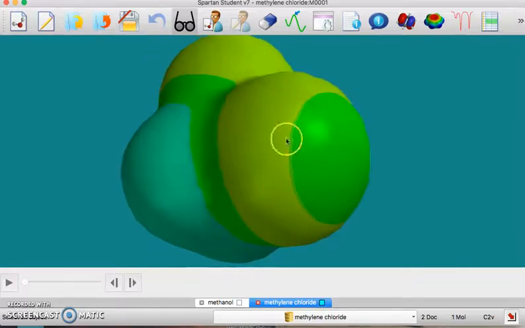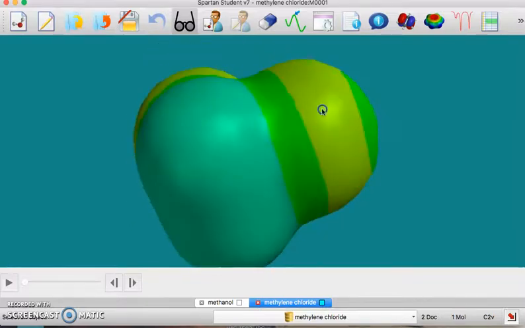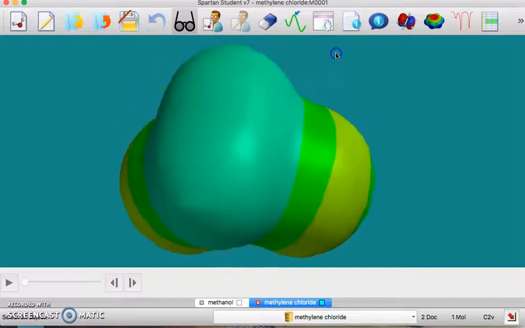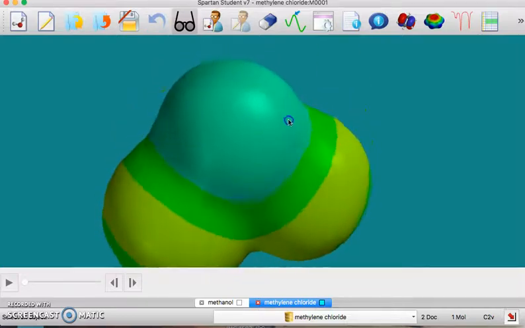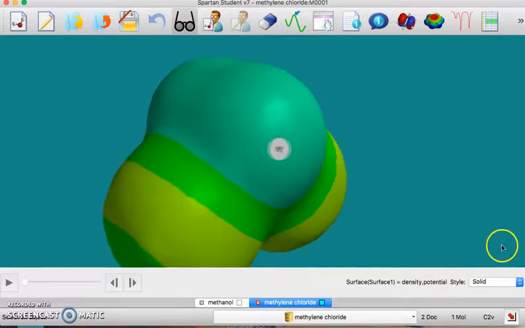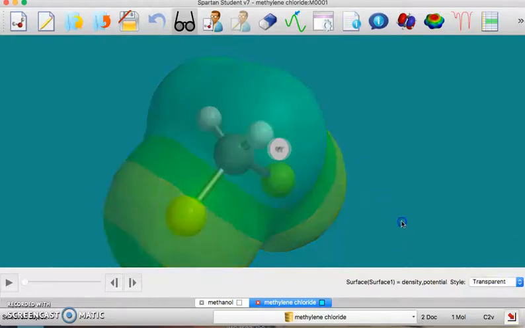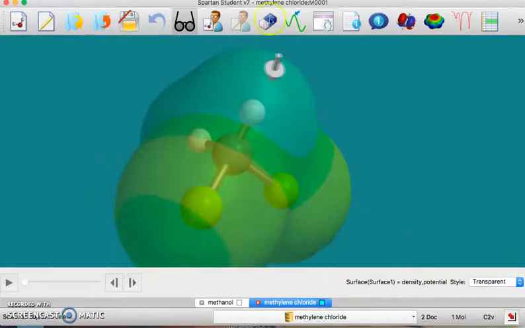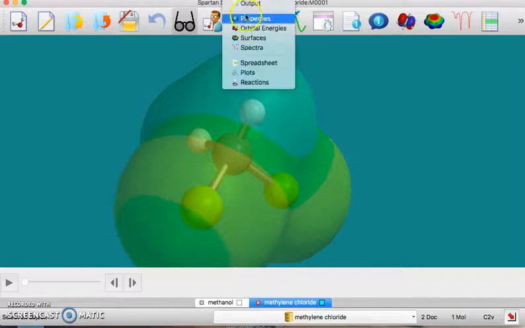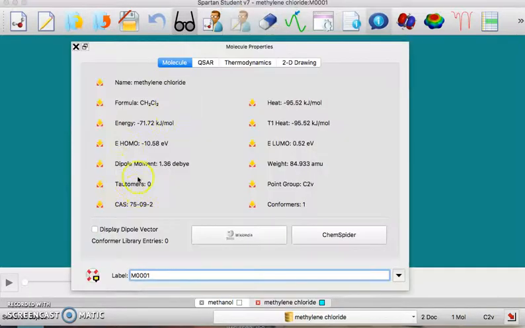There's maybe more green and yellow over here than there would be, but it's kind of hard to tell what the dipole might be. Let's display the dipole also so we can actually see what we're looking at. In order to display properties and actually see that dipole moment, you need to deselect the surface. So I go display dipole vector.